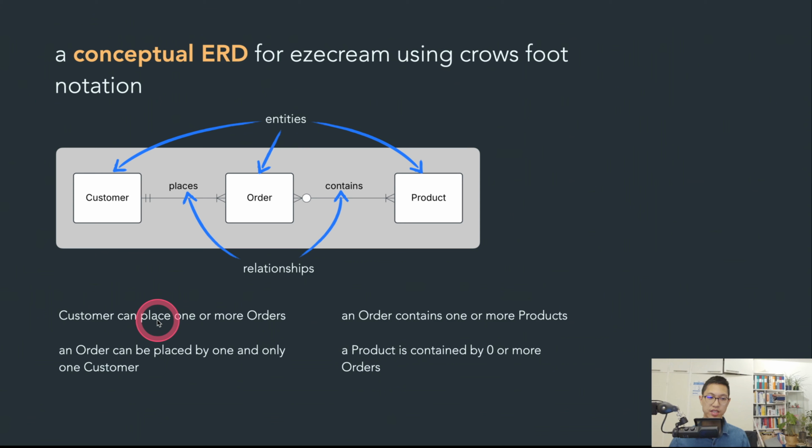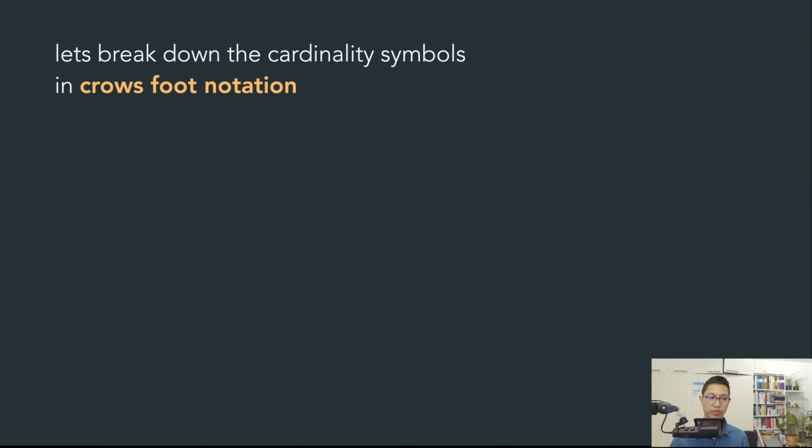It cannot exist on its own. Okay, so let's move on here. So we'll break down the cardinality symbols in crow's foot notation. And here, this is 0 or 1. So if you have only 1 here, then it could be 0 or 1.